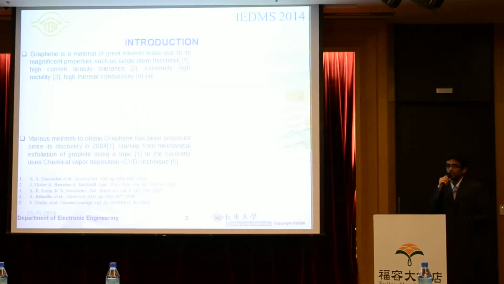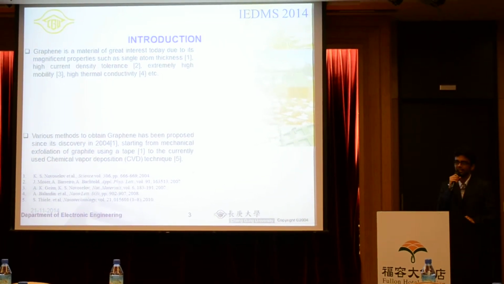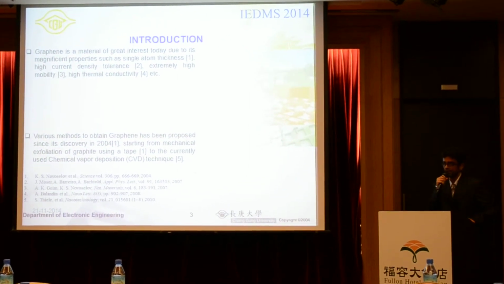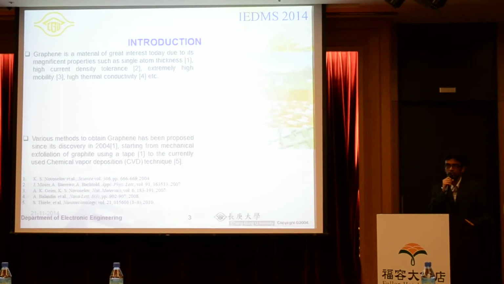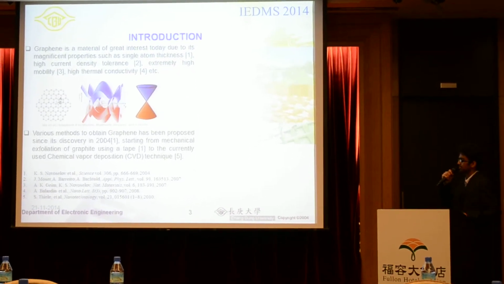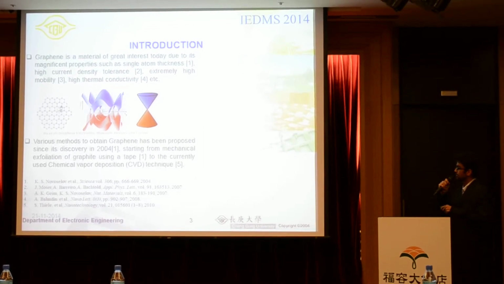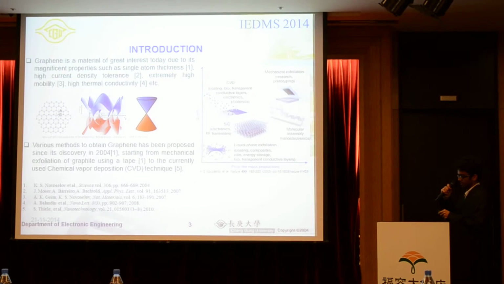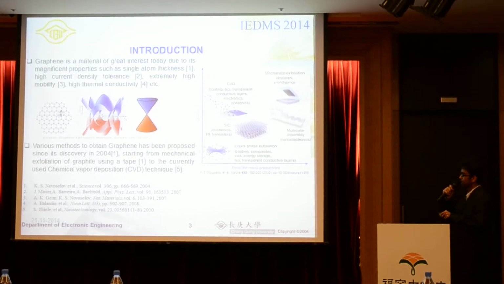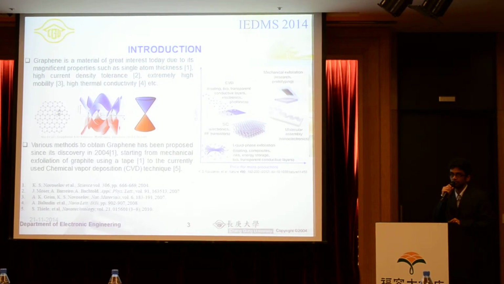Okay, so the first important point is graphene. It's very important because it has excellent electrical properties and thermal properties, and the most important thing is that, as you can see, it's a 2D material and it's one atom thick. Also, you can see here there's no band gap, so the electrical conduction is very high in this particular material.